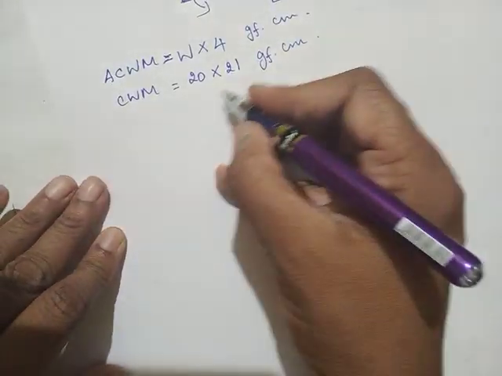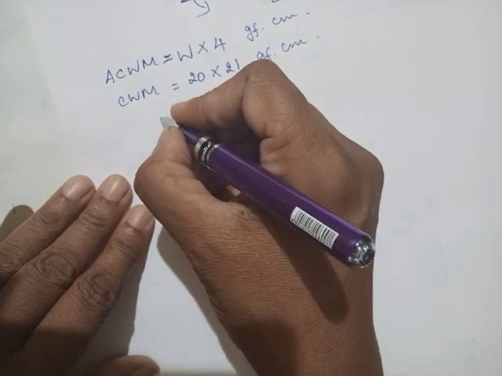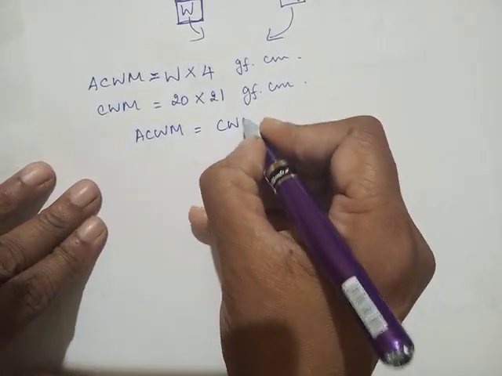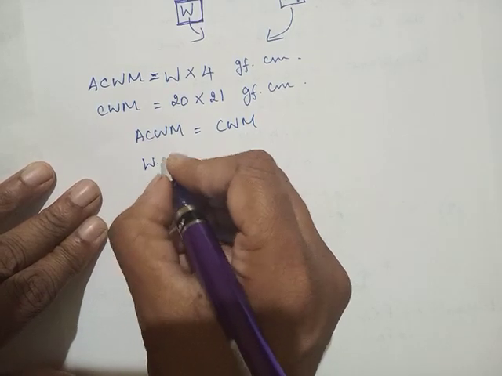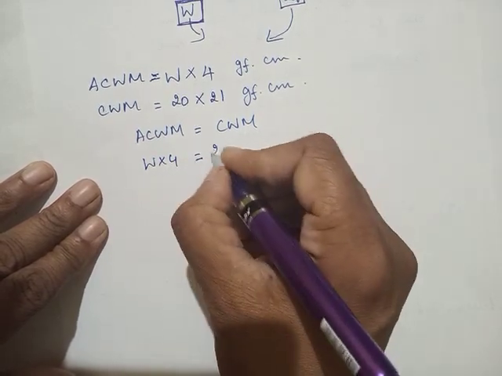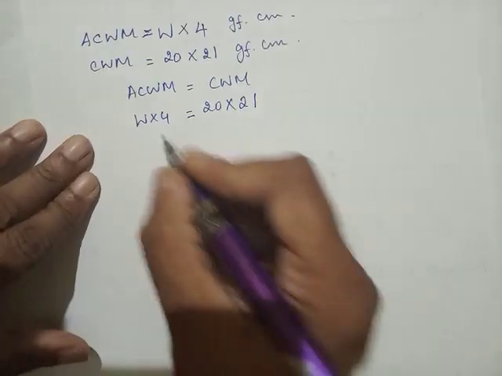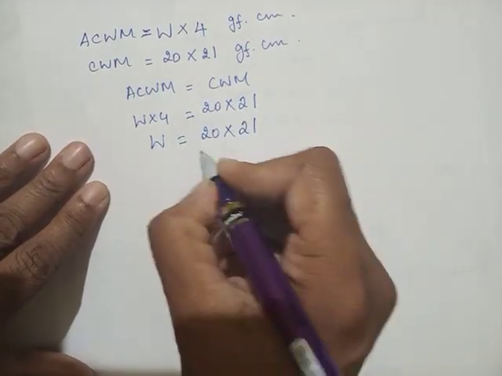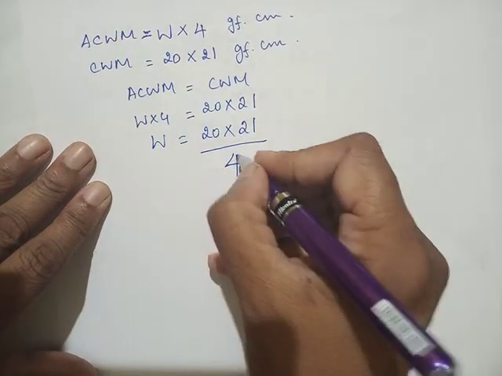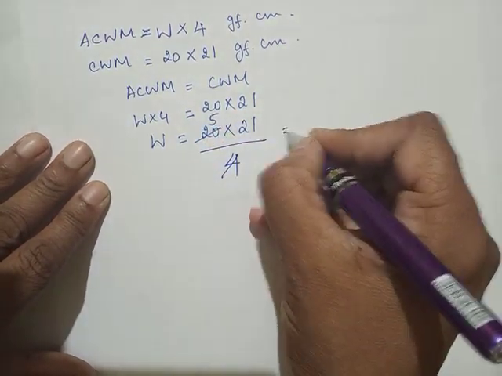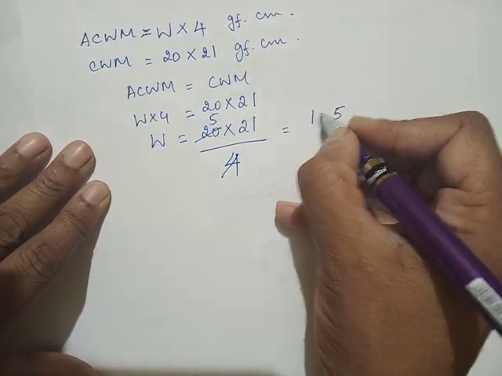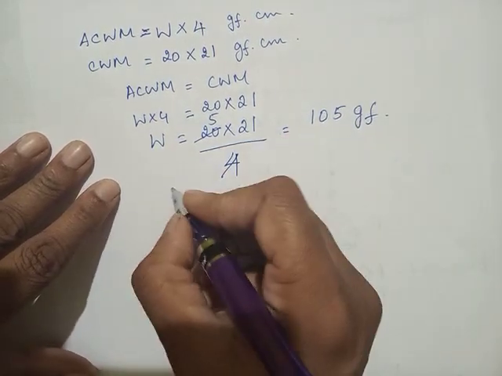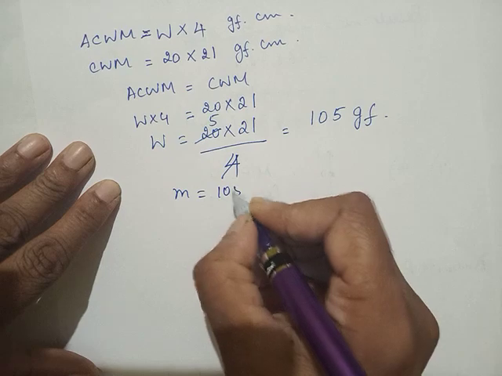Now, anti-clockwise moment is equal to clockwise moment when it is balanced. So W into 4 will be equal to 20 into 21. So W will be 20 into 21 upon 4. So 5, 1 5 are 5, 2 5 are 10. So 105 will be the gram weight of it, or mass will be 105 gram.